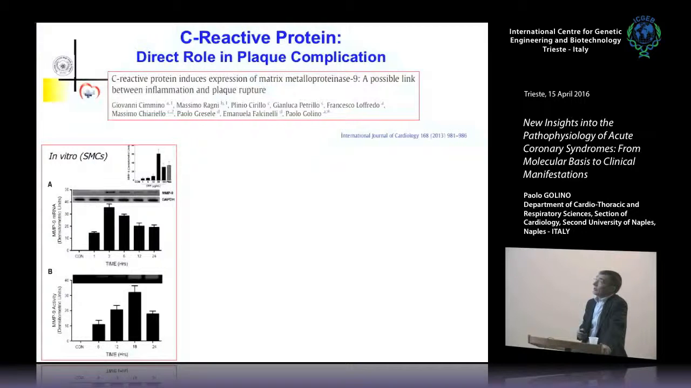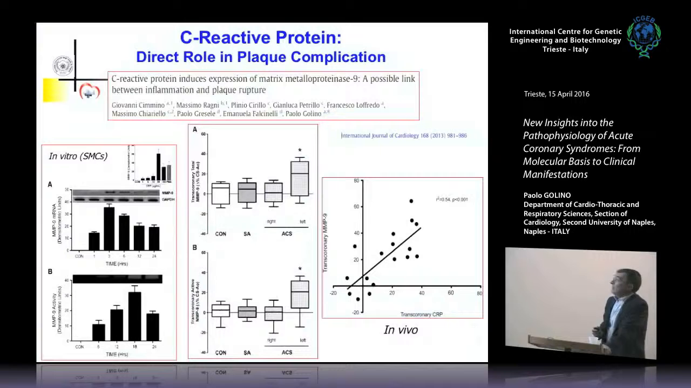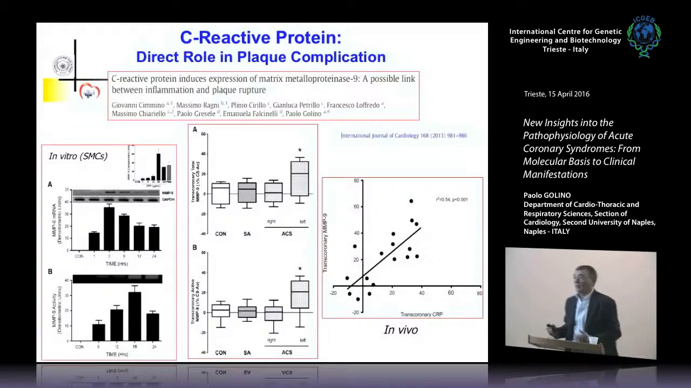So in these other experiments, we challenged the smooth muscle cells with C-reactive protein, and they expressed, in this case, metalloprotease 9, which is also possibly involved in the rupture of the plaque. And interestingly, if we try to get the relationship between the transcoronary levels of CRP, these are patients now, not in vitro experiments, and the transcoronary levels of metalloprotease, we have a nice relationship indicating that the more CRP is produced within the coronary circulation, the more metalloprotease 9 is produced, is released in the circulation.